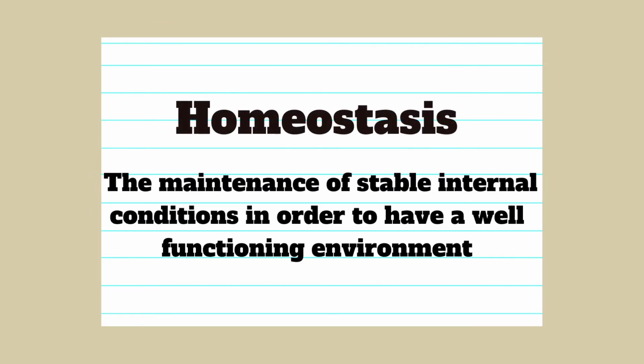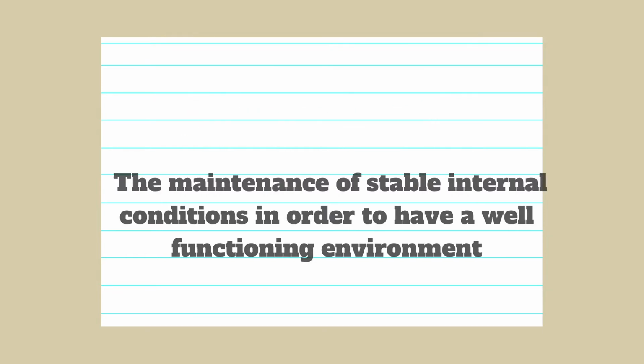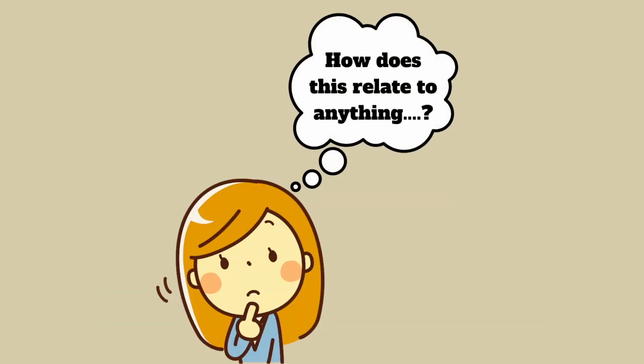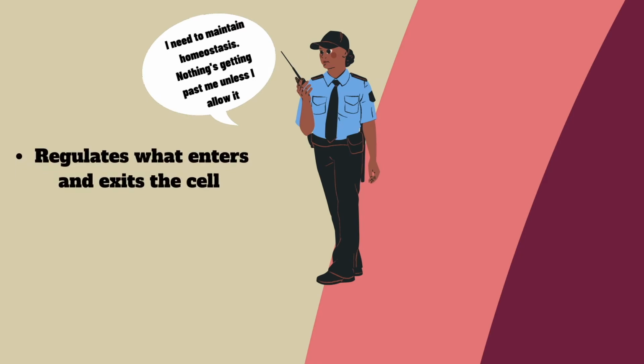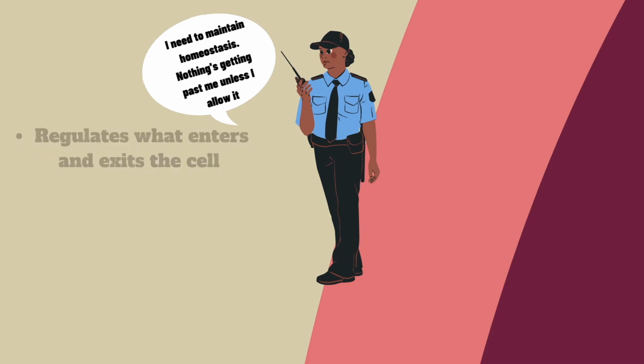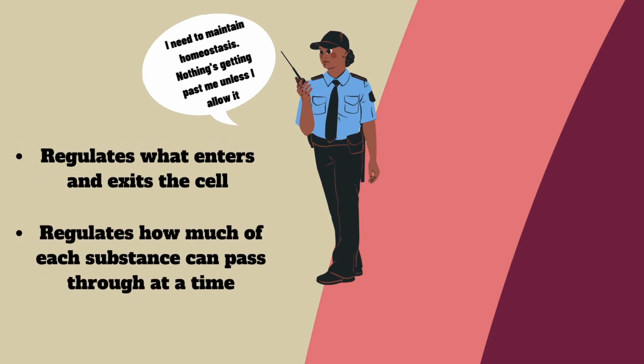Homeostasis is the maintenance of stable internal conditions in order to have a well-functioning environment. You may ask, well, how does selective permeability and homeostasis relate to diffusion? A selectively permeable membrane, or in this case the security guard, regulates what enters and exits the cell, as well as how much of each substance can pass through at a time.